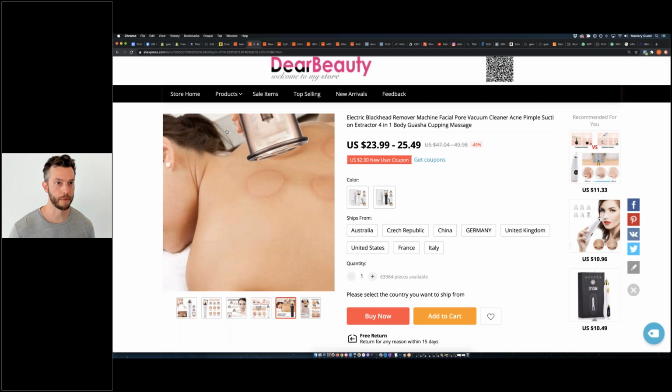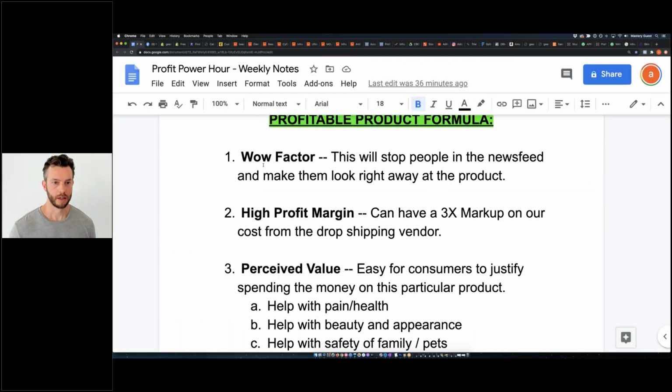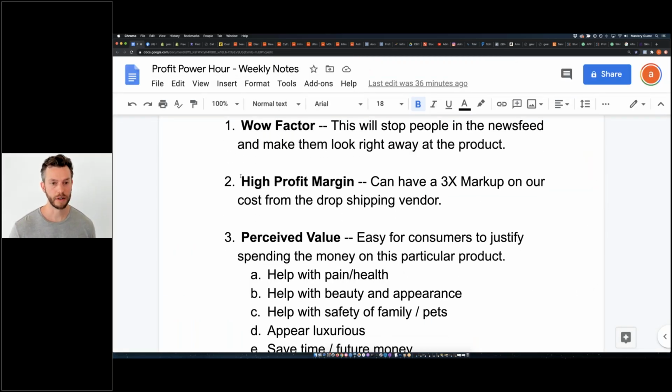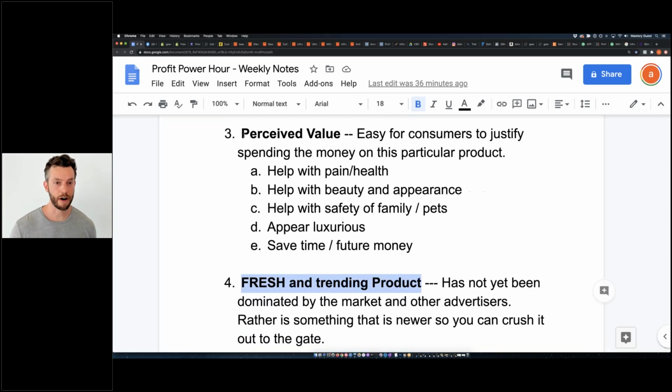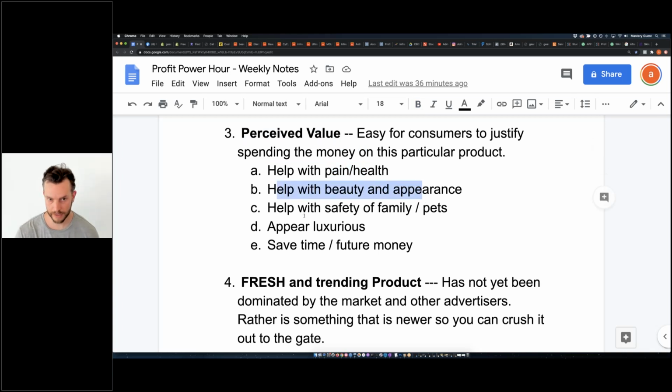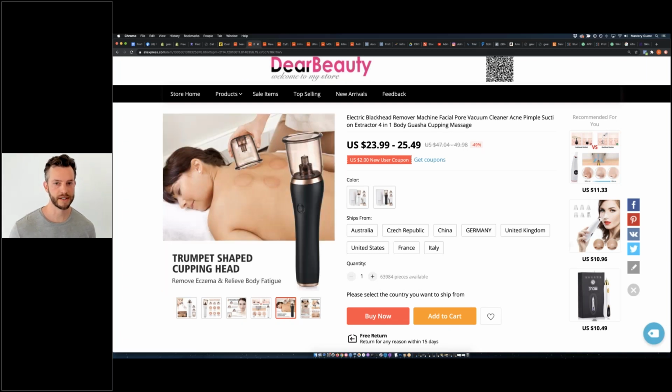Again, check this out. Wow factor, I would say these have the wow factor. High profit margins, yes. Perceived value, what boxes do these check? Helps with pain and health, helps with beauty and appearance, helps with luxuriousness, right? And it could save you time and money because typically to get cupping, you have to go to a therapist that can do that, or a chiropractor that can do that. So if I jump back over here and I look at this, it's cool. Cupping is one of those things that has the wow factor. So would I sell this as and position it as a blackhead remover machine?